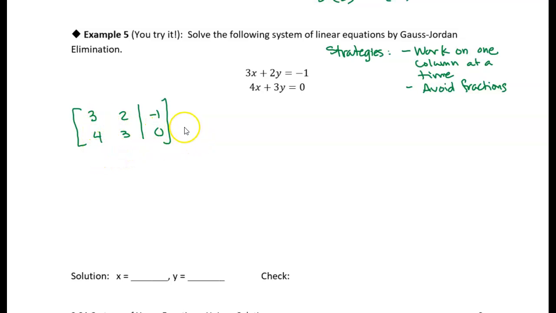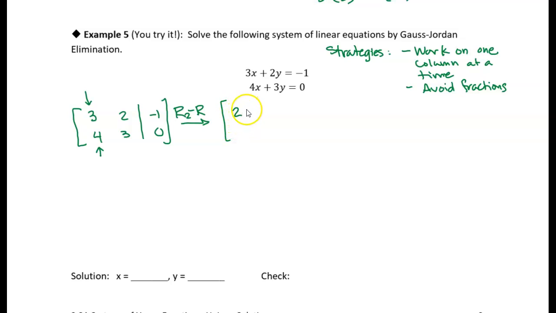And again, this is sort of like that other one. What I'm seeing is that it's not that easy to get a 1 here without fractions, but I can easily make this element in the matrix a 1 if I subtract row 1 from row 2. So I'm going to replace row 2 with row 2 minus row 1. Okay? And then you can see I can get a 1 down in this lower left-hand corner.